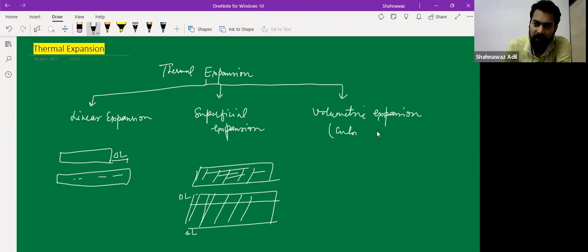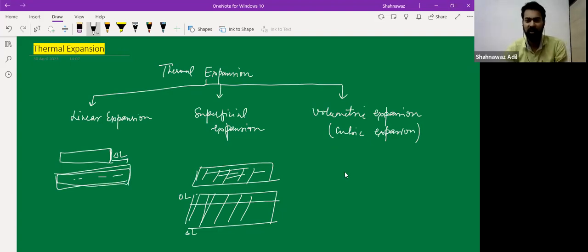If we heat the rod, sir, will the area not also expand? So is it also superficial? We are assuming that it has only one dimension. This distance is very small as compared to this, right? Okay, got it.